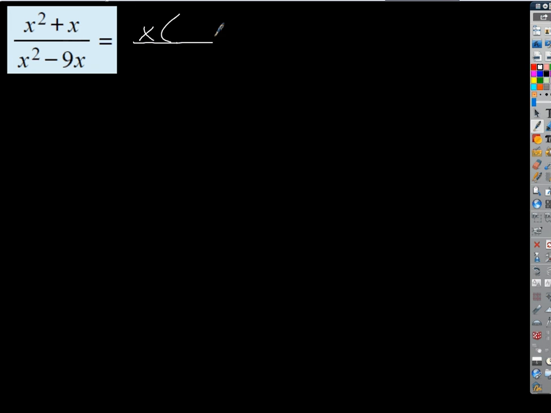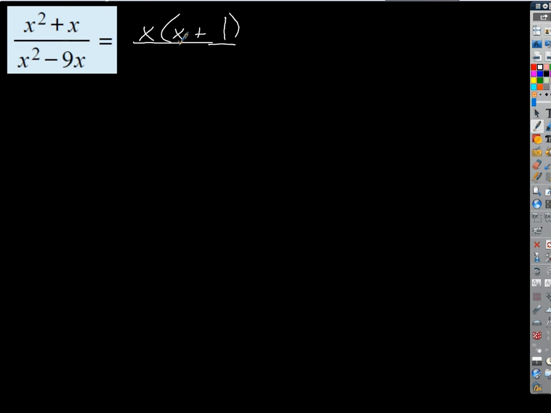This one's only got an x to the first, right? But if I undistribute an x, what's left behind? X squared, x plus 1, right? And how do we know? Because we would answer the question, x times what is x squared? Well, x. X times what is x? 1, right?